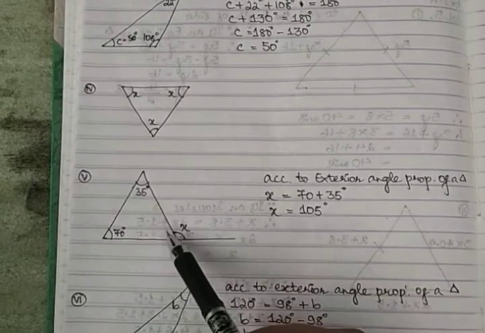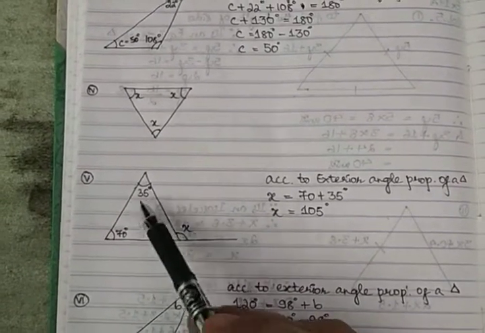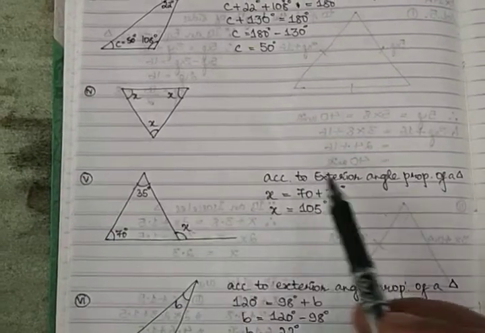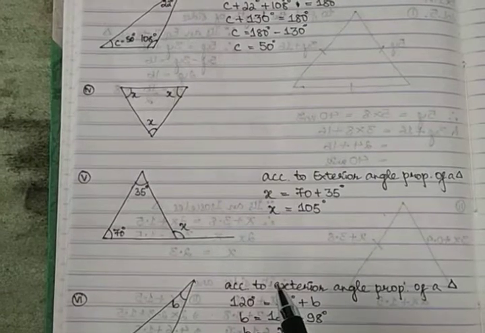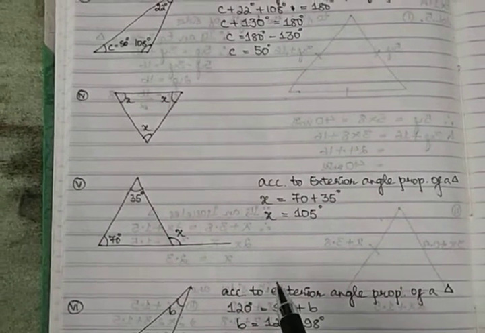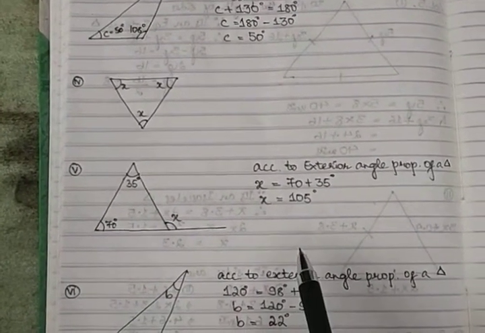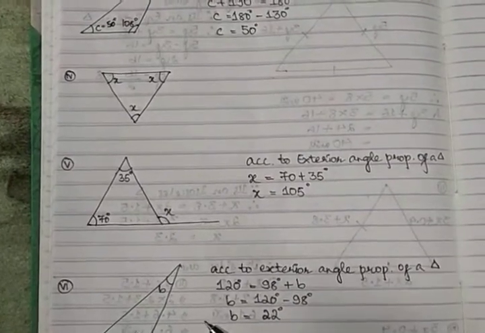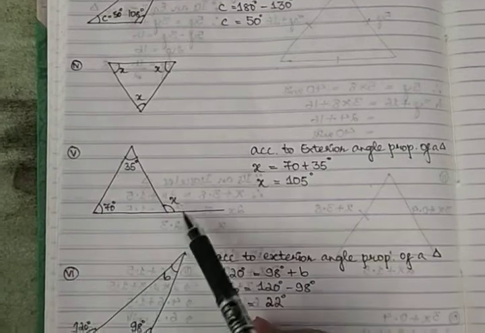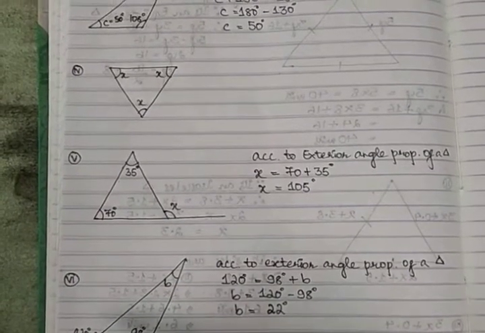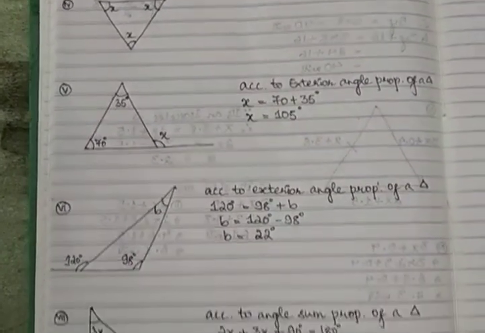So opposite angle, interior opposite, means these ones, isn't it? So x will be equal to 70 plus 35. So simple answer, x equals 105 degrees. Okay, so that is why you need to focus on the terms as well: which ones are interior, which ones are exterior. Or you could have simply said, from the figure itself, we could have figured out that x is an exterior angle, isn't it?